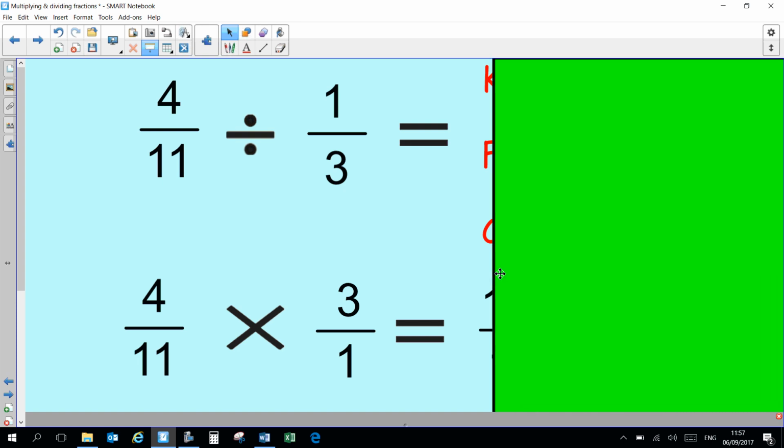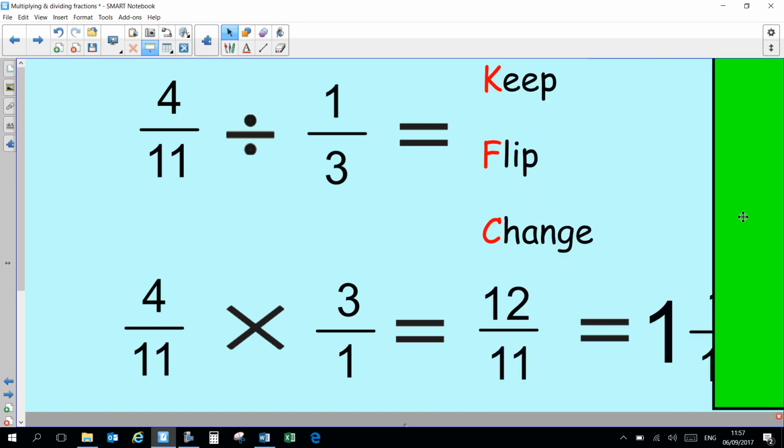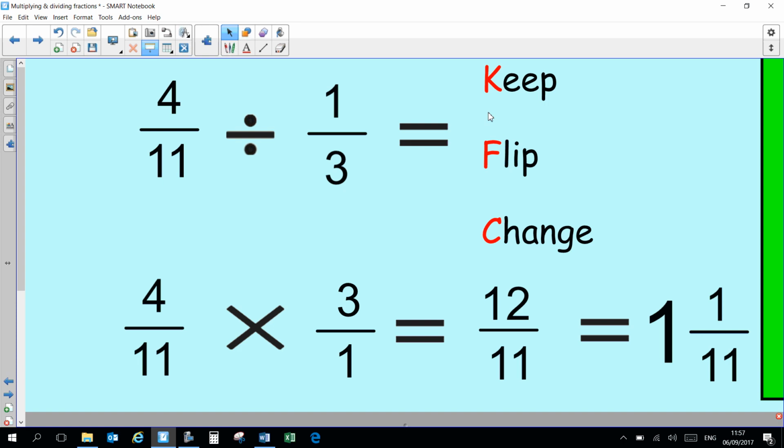Cover that up. Oh, no, we won't cover it up. Leave it aside. Keep. We're going to keep the first fraction exactly as it is. So you write the first fraction down, keep exactly as it is. F for flip, we take the second fraction and we turn it upside down. So flip it on its head. So 1 over 3 simply becomes 3 over 1.